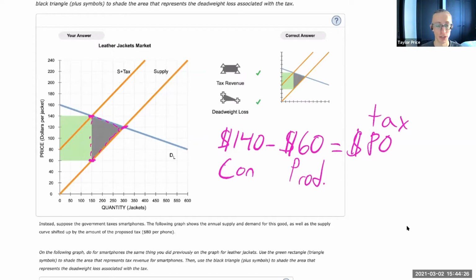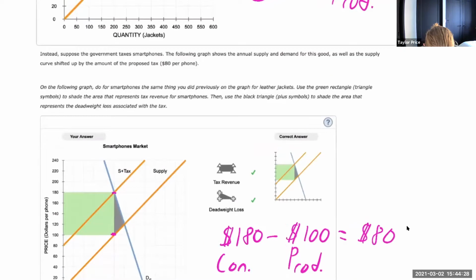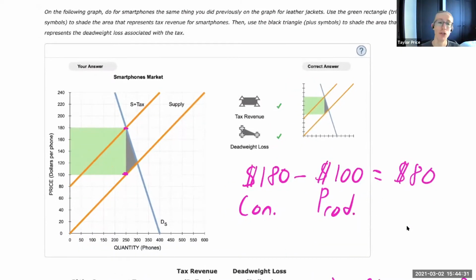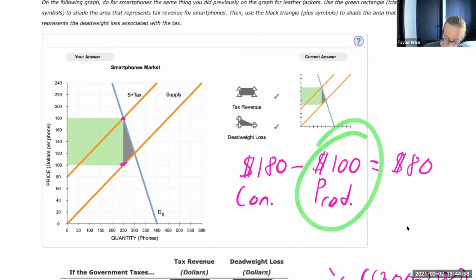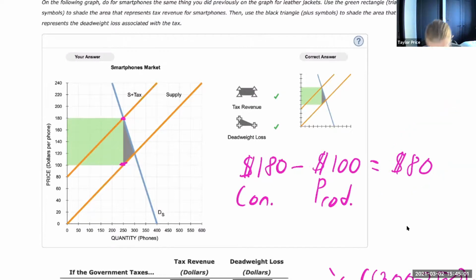So now let's take a look at the cell phone market, or smartphone market. In this instance, same tax, we have the difference here being the price that buyers are paying for the good and the price sellers are receiving. This is going to be the tax revenue, and this small little triangle is deadweight loss. So then define tax, what consumers are paying, what producers are paying, and the tax difference.